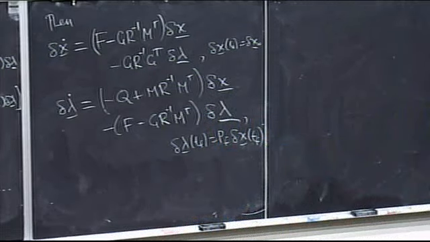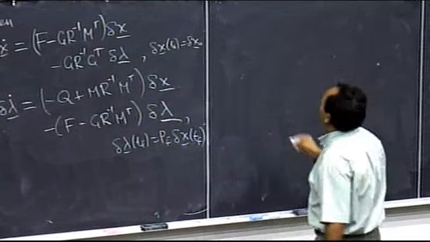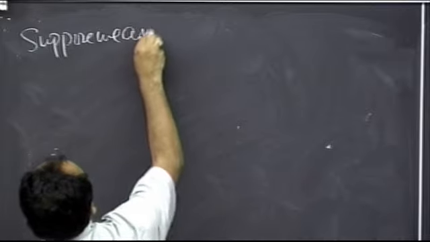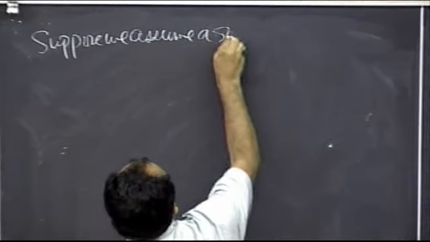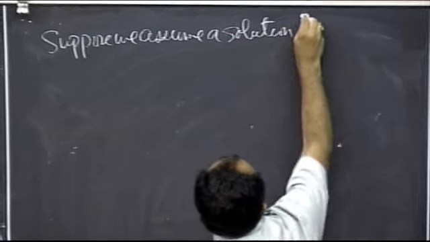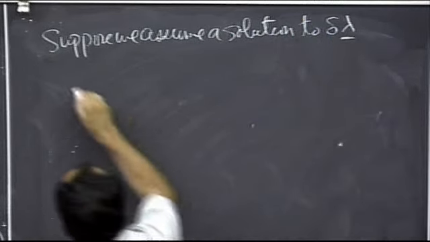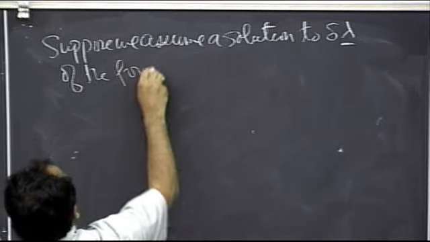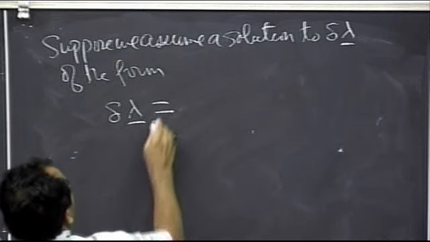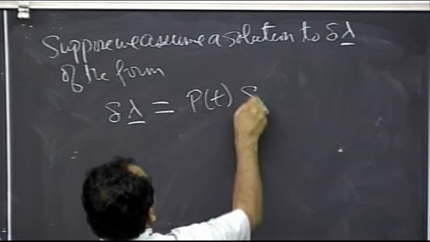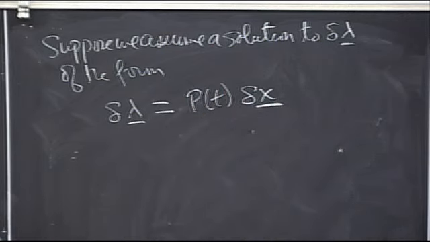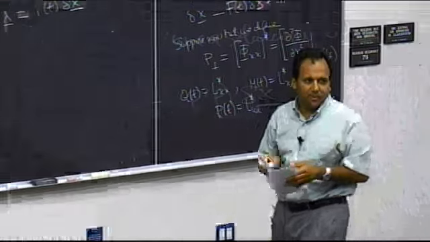So okay, now, the way we solve this problem is, suppose we assume a solution to delta lambda of the form delta lambda is equal to p of t times delta x. So it's the same approach that we used for the standard LQ problem. Remember in that case I added a beta and then we found out that beta was 0, so I'm just going to assume beta is 0 without having to go through it.